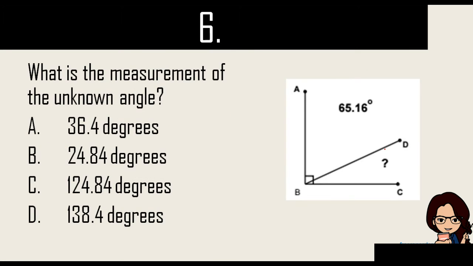Number 6. What is the measurement of the unknown angle? So again, these are complementary, supplementary angles. Merong lesson sa YouTube available for that sa Team Laika na channel. Kailangan nyo lang gawin is 90 dahil ito ay right angle or kalahati ng 180. 90 minus 65.16 which is 24.84.